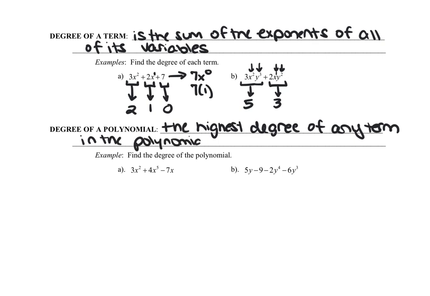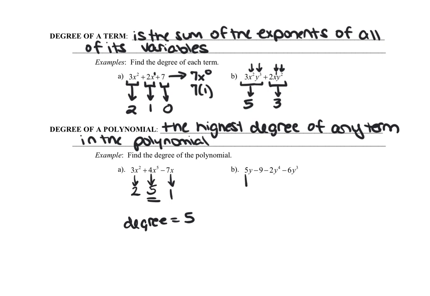The highest degree of any term in the polynomial. So we actually will still need to look at the degrees separately, but then whatever number is the highest is going to be the degree of the whole entire thing. So from above, this would be degree 2, this one would be degree 5, this one would be degree 1, and so the degree of the polynomial is going to be 5 because that is our highest number.